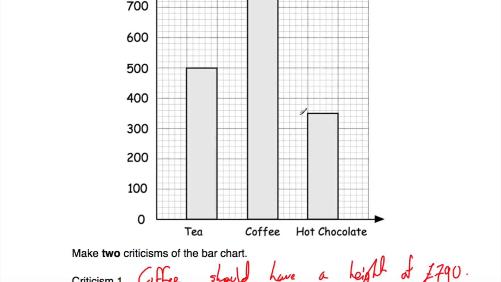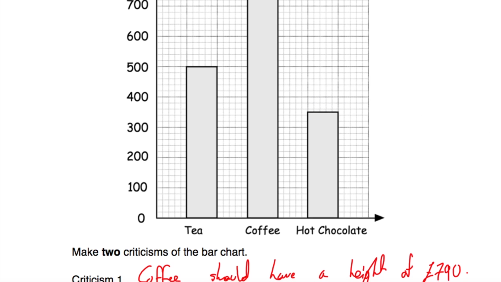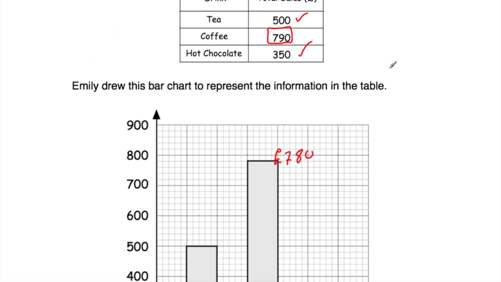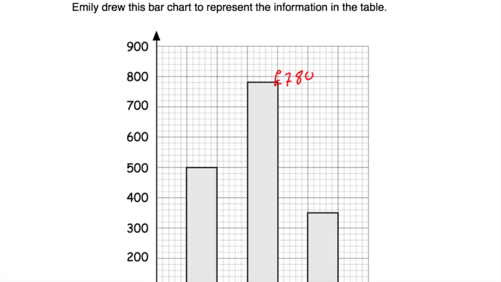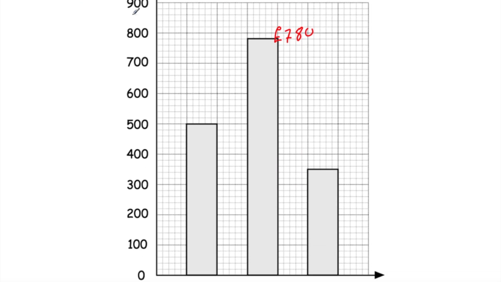Let's check hot chocolate. So there, that's 300, 400. It's in the middle, so that's £350. And yep, that's right as well. Okay, so now one thing I notice here is the vertical scale. It goes from 0 up to 900, but it doesn't actually say what it is. This is the total sales, and it's in pounds. So there should be some sort of label on that vertical axis. So let's write that down.